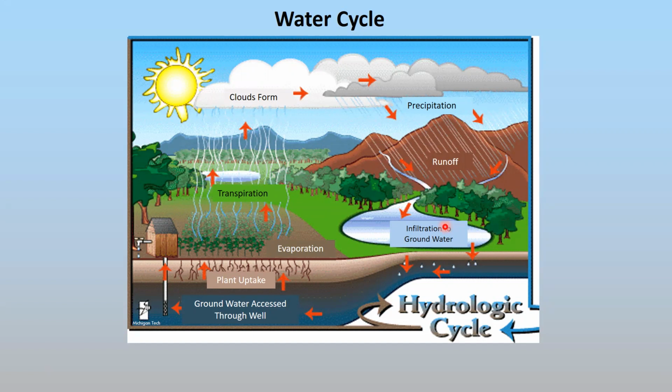Enters our surface water, infiltrates into the groundwater, which is then taken up by plants and trees, or through water wells that we dig for drinking water and irrigation purposes. That water evaporates or transpires from plants, reaches the atmosphere again, forms clouds, and begins this whole dynamic cycle all over again.